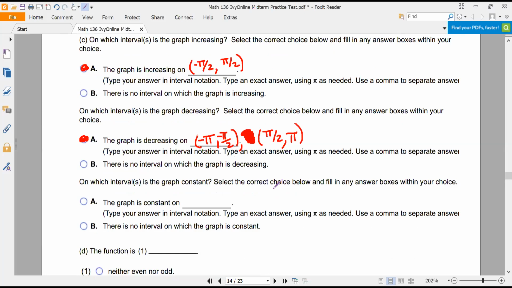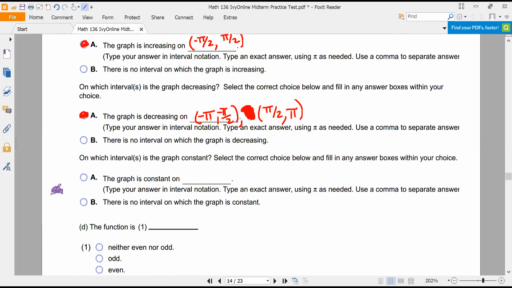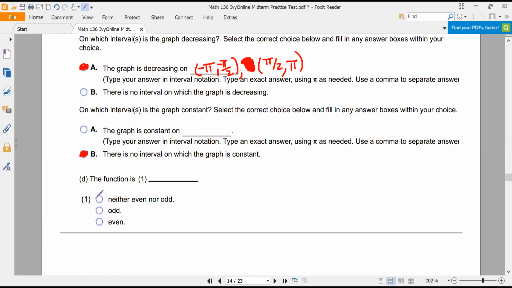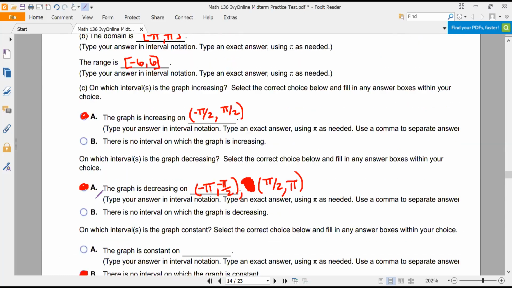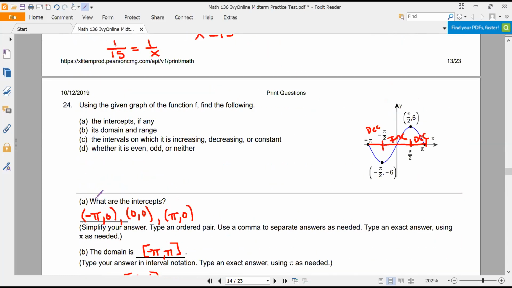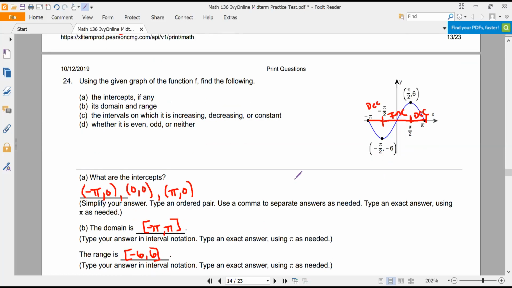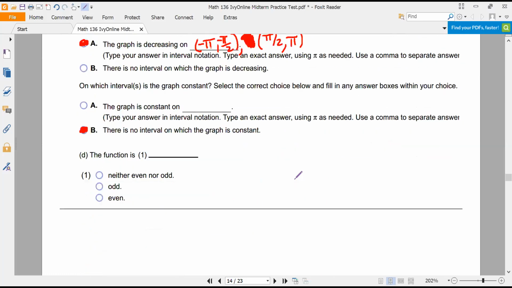I can read. So it says, on which interval is the graph constant? It was never constant. It never was flatlined. Now, this function is either neither even nor odd, odd or even. So you have to know what that means. Even means you have y-axis symmetry, which means if you fold across the y-axis, the graph matches exactly. We do not have that. Odd means if you fold double, so fold across the y-axis and then across the x-axis, and that's what we have. Another way to check for odd is that every ordered pair, the exact opposite signs, is also on the graph. So this one is an odd function, which means it has origin symmetry. So odd.